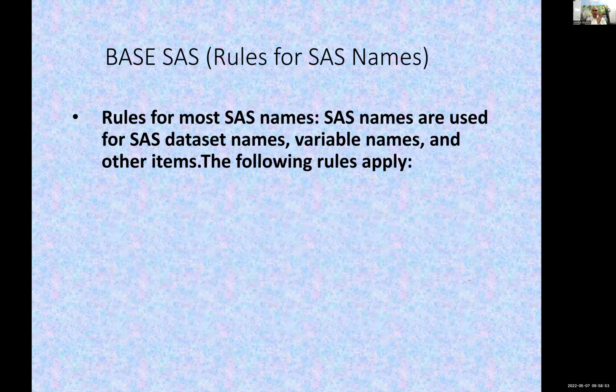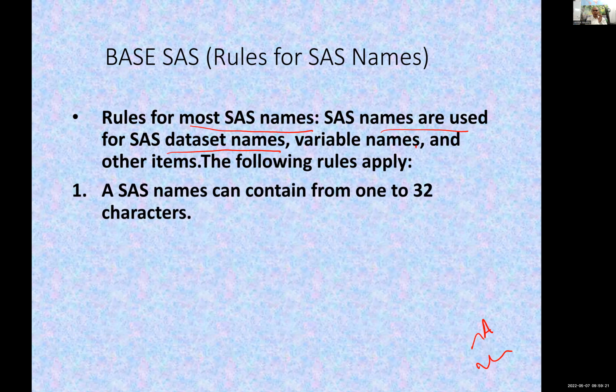The next one is names. Name rules are the rules for most SAS names. SAS names are used for SAS dataset names, variable names, and other items. For the dataset name, previously I made A my dataset name. Input names like ID number, team, everything. So for those variables, certain rules will apply.